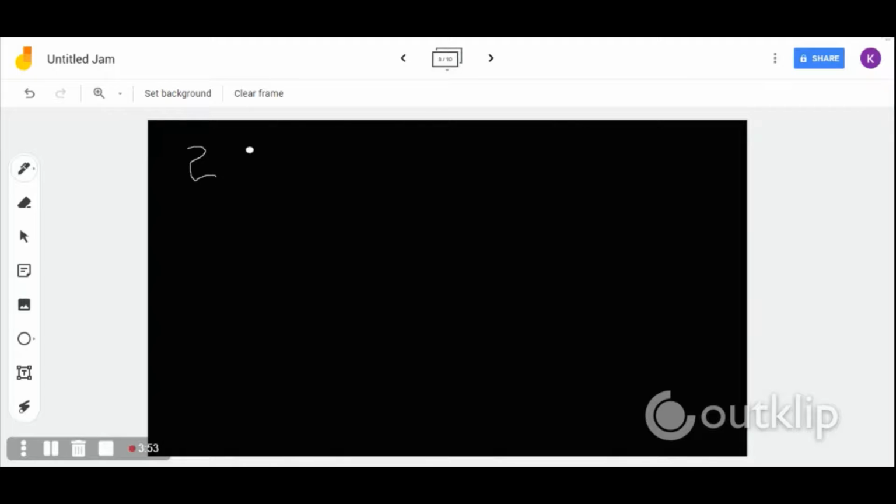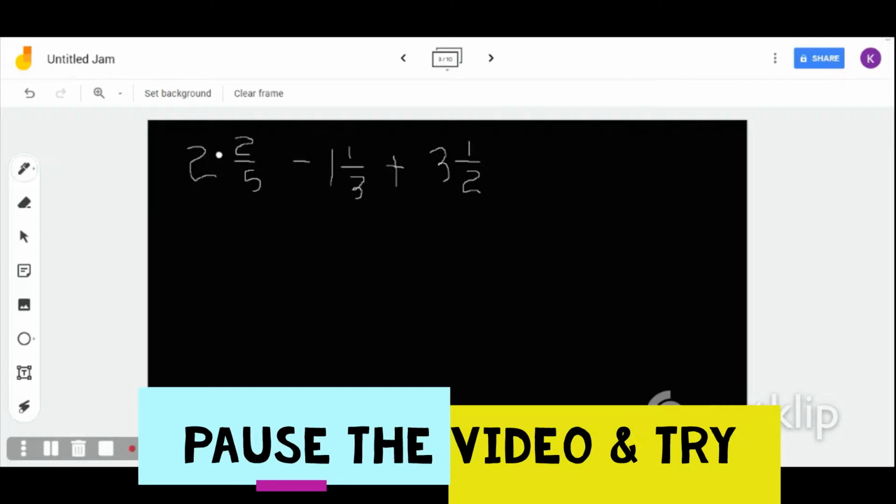Given 2 and 2 over 5 minus 1 and 1 over 3 plus 3 and a half. They want us to calculate this, right? I recommend that you change these mixed numbers to improper fraction.